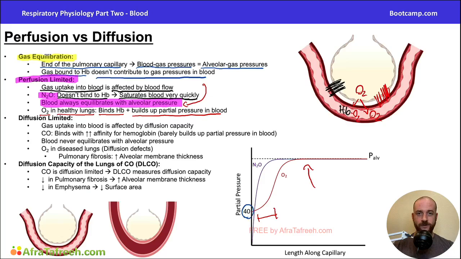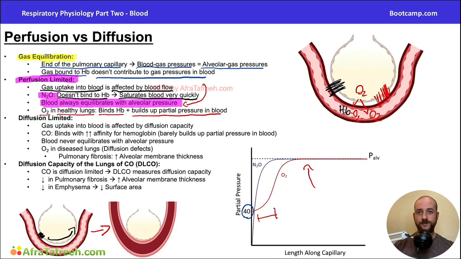And so like we mentioned, for gases that are perfusion limited, the way to increase uptake of that gas into the blood is going to be to increase blood flow, like in this diagram shown right here. So like in the case of nitrous oxide, it reaches equilibration very early on in the pulmonary capillary. And for the rest of the length of the pulmonary capillary, after equilibration has occurred, there's going to be no more net movement of gas into the blood.